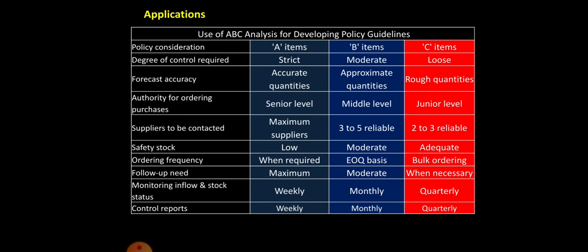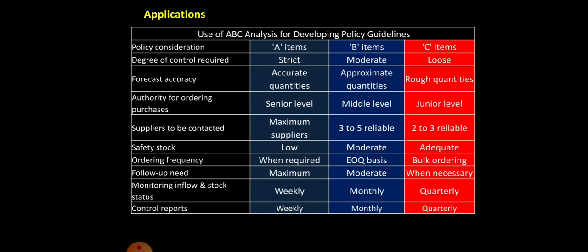Coming to the safety stock, for A items it is low, for B items it is moderate and for C items it is adequate. Now the frequency of ordering will depend upon as and when required in case of A items, whereas based on EOQ basis, that is economic order quantity, in case of B items, and bulk ordering in case of C items. And this particular thing goes on.